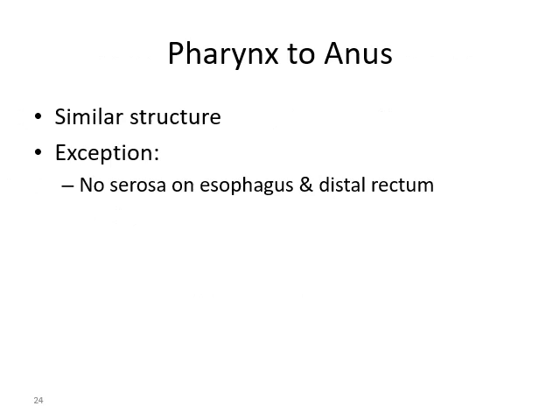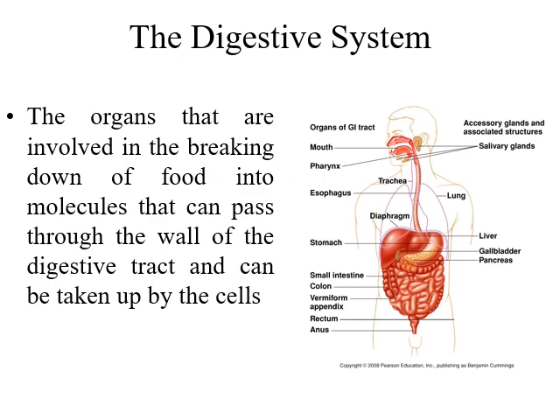Now from pharynx to anus, you have almost similar structure of the GI tract, the five layers that we just did. The exception is that there is no serosa on the esophagus and in the distal portion. So this is, I guess, the second last slide, just summarizing the digestive tract and the organs which are involved in breaking down of the food into different molecules.